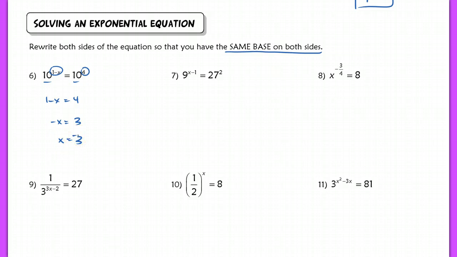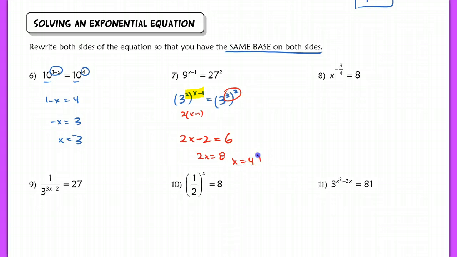Okay. Now in number 7, we need to rewrite this so that we have the same base on both sides. I could rewrite this 9 as 3 to the 2nd power raised to the x minus 1, equaling 3 to the 3rd power raised to the 2nd power. So now I'm just going to set my exponents equal to each other. The only thing you have to really be careful about here is making sure you distribute that 2, because you're multiplying 2 times x minus 1. So we end up with 2x minus 2 equaling 6. On the other side, we multiply these 2 powers as well, and we end up with x equaling 4.